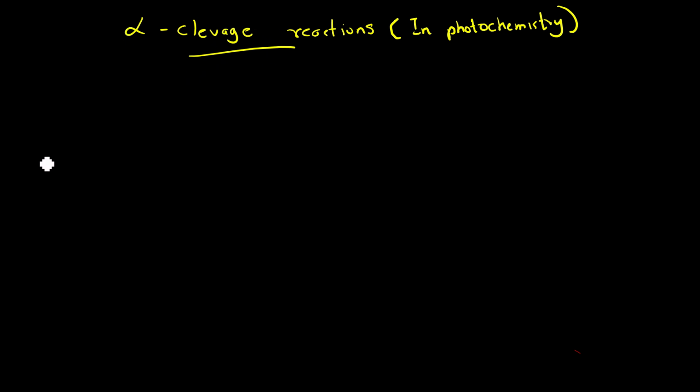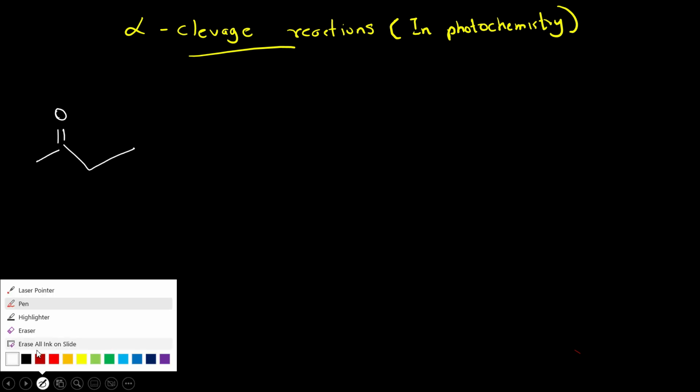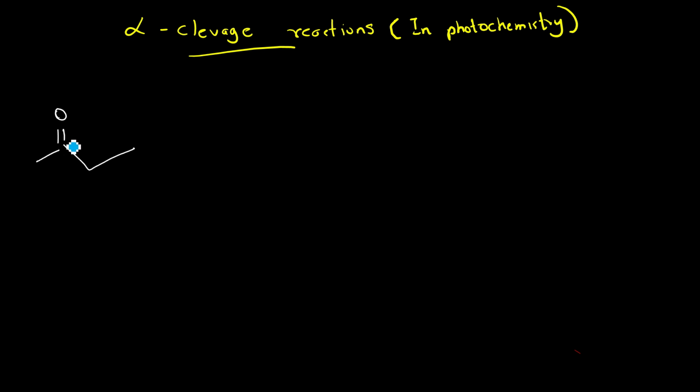Let me introduce it with an example molecule like this. This is an aldehyde, sorry, not an aldehyde, it's a ketone. So here we have the carbonyl carbon. First I want you to identify these carbons. This carbon is the carbonyl carbon, pretty famous. And these two carbons over here are the alpha carbons. Alpha cleavage means the cleavage of the bond between this carbonyl carbon and this alpha carbon.